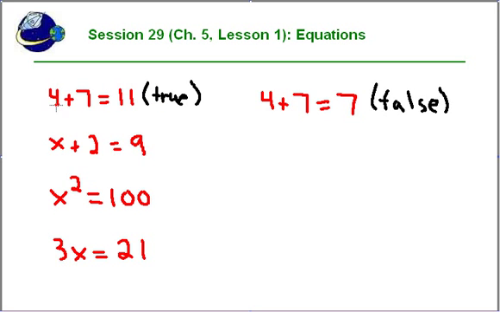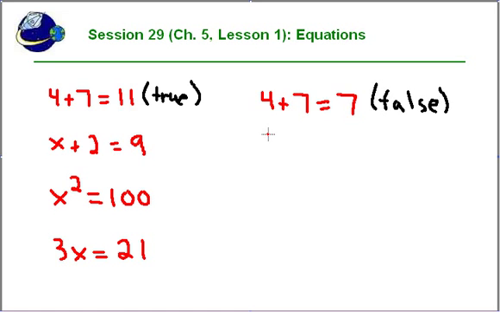Well, let's take a look here. 4 plus 7 is what's on the left side of the equal sign. What is 4 plus 7? Well, it's 11. On the right-hand side of the equation, we also have an 11. Does 11 equal 11? Yes. So here we have a true equation.